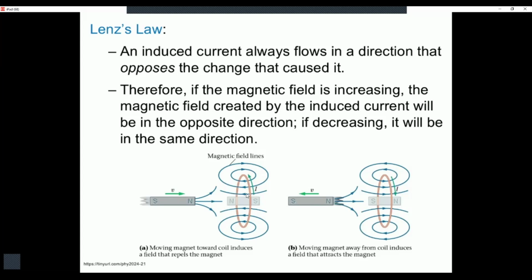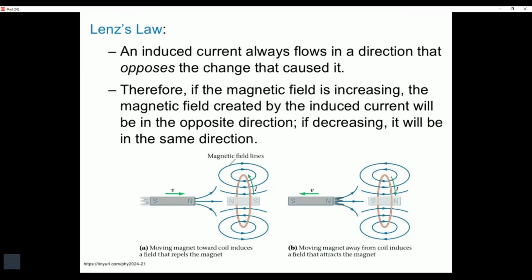So for example, if you have a coil here and you are moving this bar magnet close to the coil, then the magnetic field in the coil is increasing. Now, the coil does not like that, so it will create a magnetic field in the opposite direction. That means you can use your right hand rule to determine the current induced in this coil. The B field will be in the opposite direction, so it should be in that direction. So you can put your four fingers in that direction, and then your thumb will be pointing in the current direction.